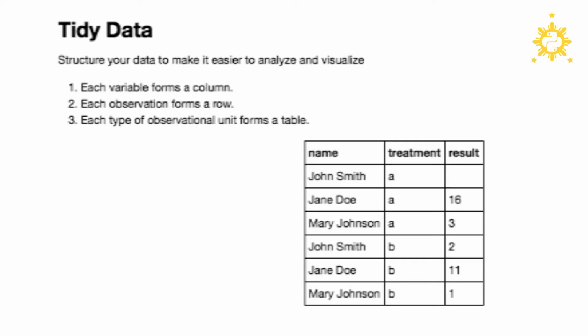So when we talk about tidy data, we try to structure our data to make it easier for our tools, our visualization tools and our analytics tools, to analyze and visualize. Very simply put, each variable forms a column, each observation forms a row, and each type of observational unit forms a table. So each experiment, each survey result would be a row, and the entire survey would be a table.